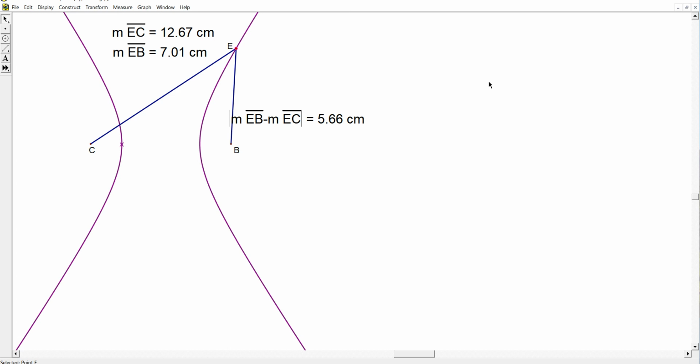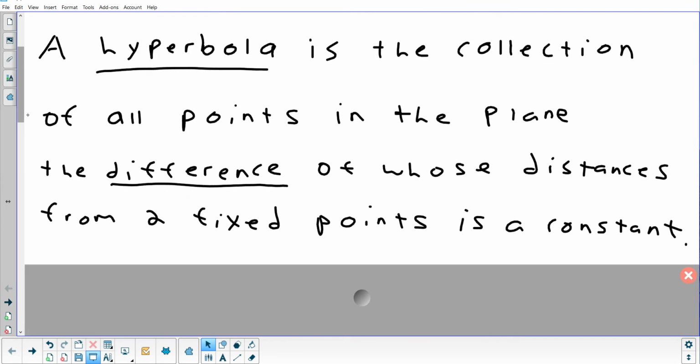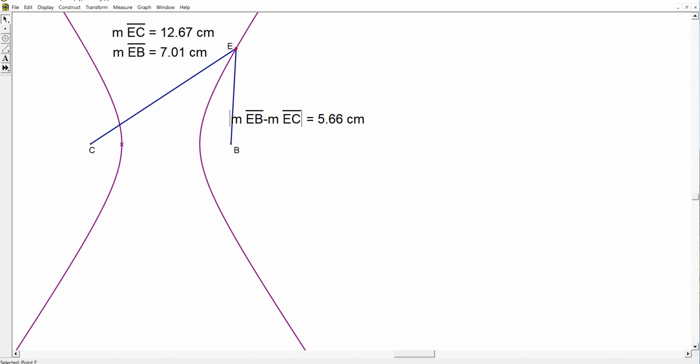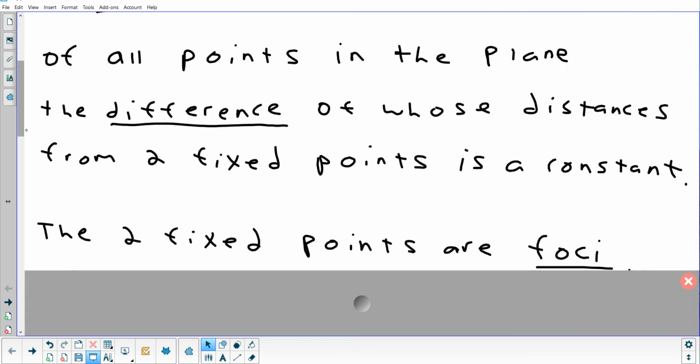All right, but that's a hyperbola. Those two fixed points that we were measuring the distance from, I called them C and B. C and B are what we call the foci. So the foci basically are inside the hyperbola. The hyperbola wraps around each focus, just like it did with a parabola. It's kind of the same idea.